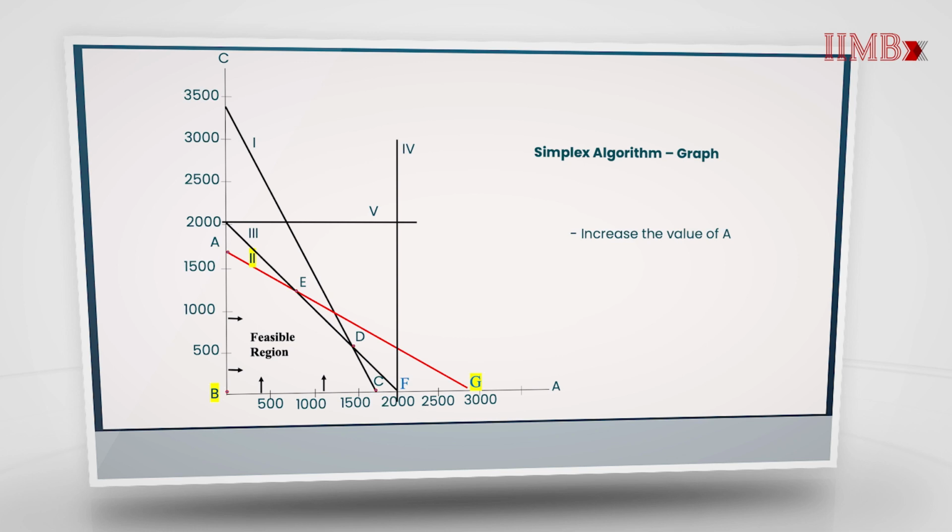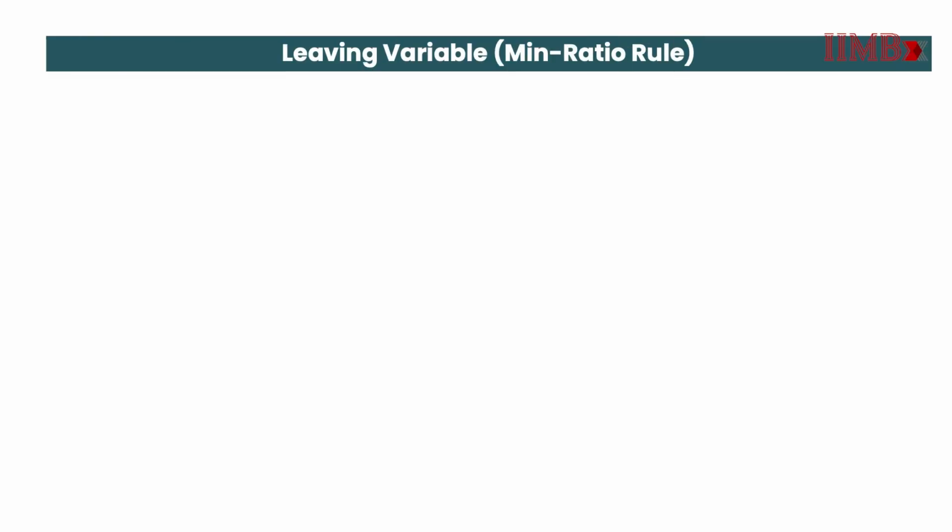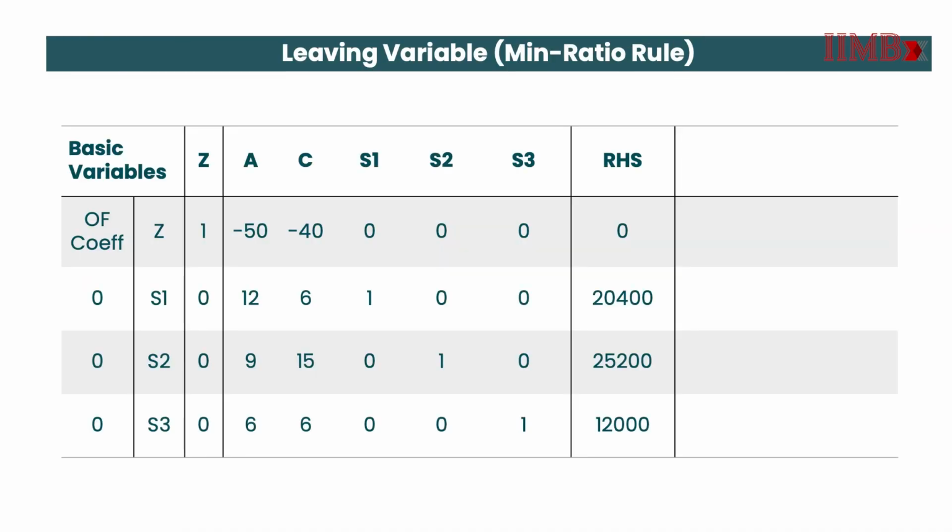So therefore, the best we can do is move up till the corner point C. After that, there is no feasible region left for us to move into. So therefore, on the tableau, the leaving variable becomes S1. A is entering, S1 is leaving. So how will we do this on the tableau? We will have no access to the graph. We'll have to do this algebraically.